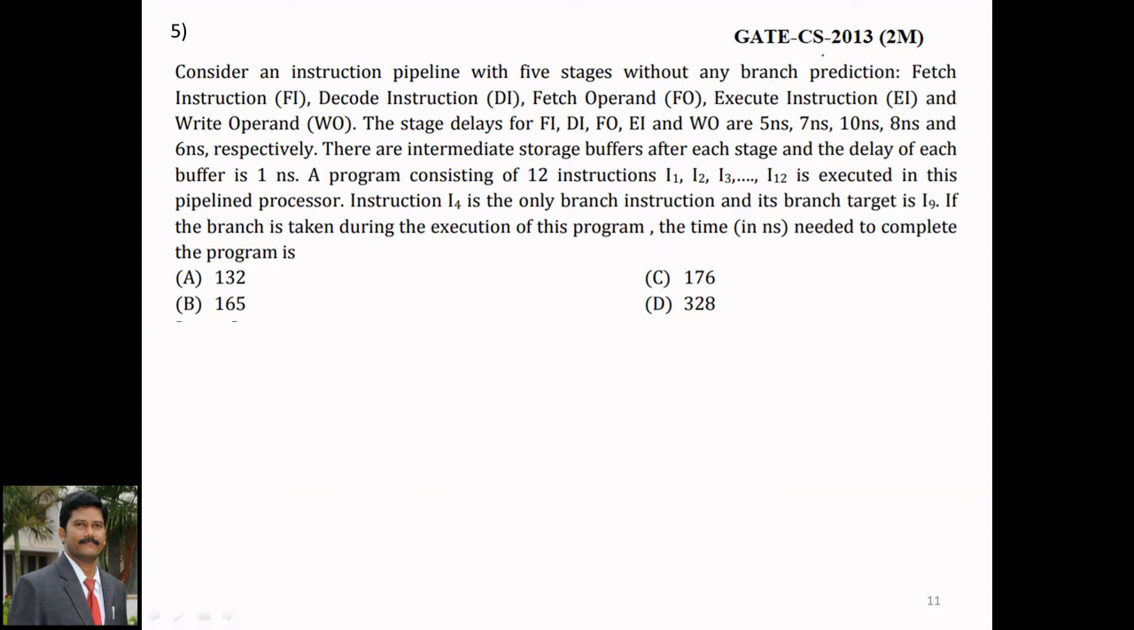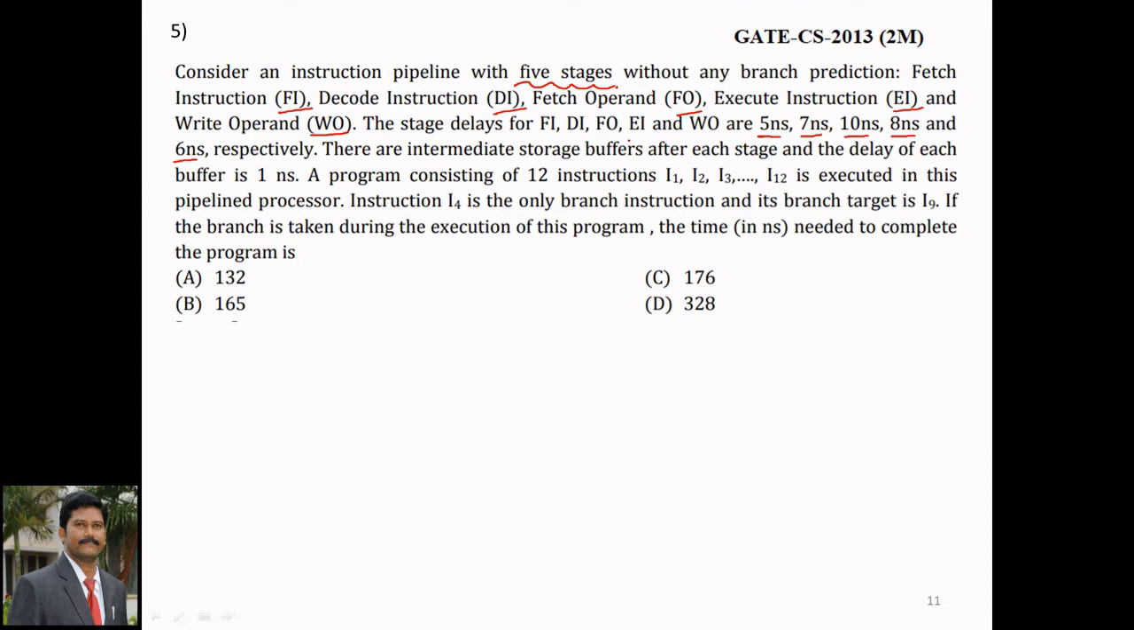Yeah, observe here, GATE 2013 for 2 marks it is given. How many stages are given? 5 stages are given. What are they? FI, DI, FO, EI, execute instruction, and WO, write operand. 5 stages are given. Stage delays are given, right? 5 nanoseconds, 7 nanoseconds, 10 nanoseconds, 8 nanoseconds, and 6 nanoseconds respectively for each stage.